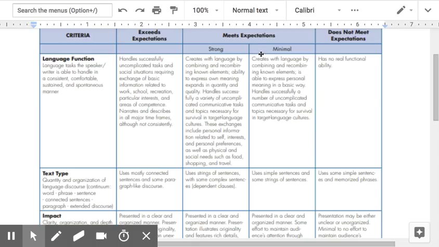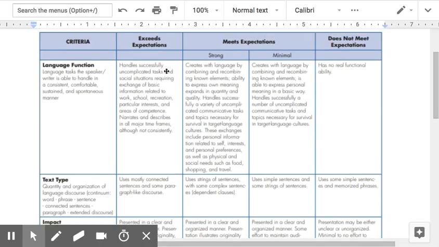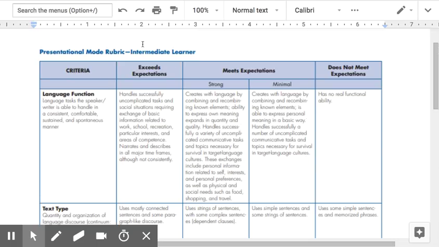Separating this from minimal is the meaning that we see here in a basic way. Able to express personal meaning in a basic way. Here we have ability to express own meaning expands in quantity and quality. So we have a variety of tasks, and these tasks are named here. Separating this 3 from a 4 for an intermediate learner.